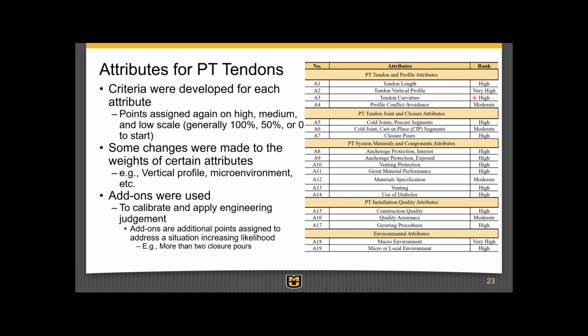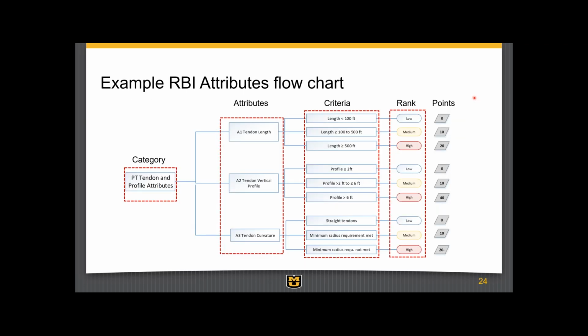And if we had 15 closure pores, that would be a lot more, right? And so we needed some way to calibrate for that. If you've got more than 2 closure pores, for example, we want to adjust that weight a little bit to make that have a larger impact on the overall model. And so those are kind of details that went into developing the model.